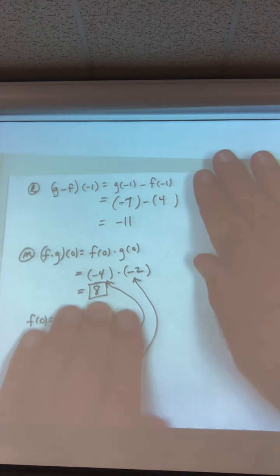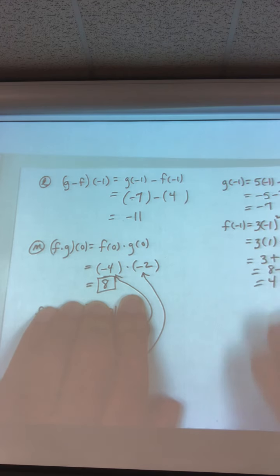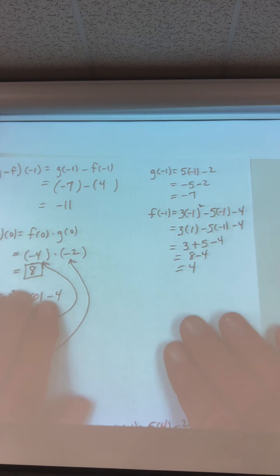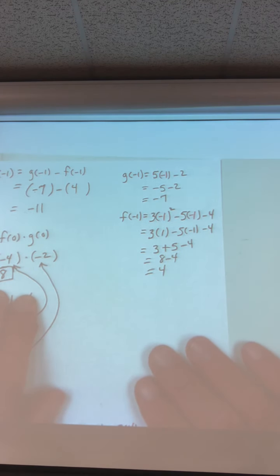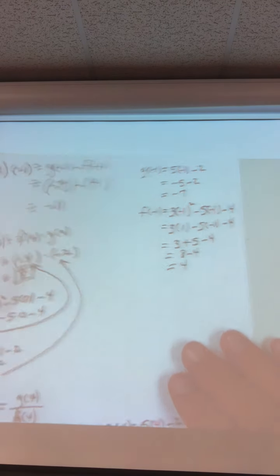Okay? Do the same thing here. Pause the video now and copy this. And then over beside that, pause the video now and copy that over to the side. Okay?